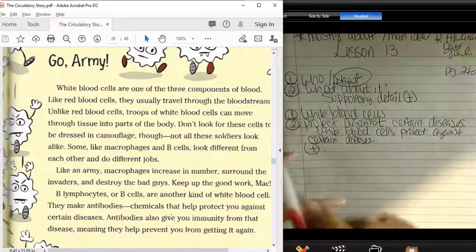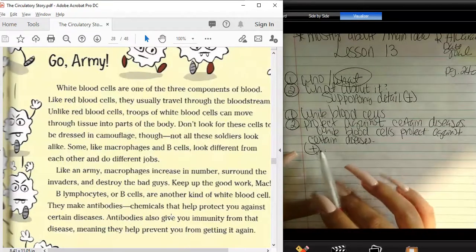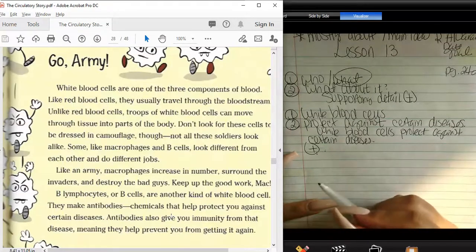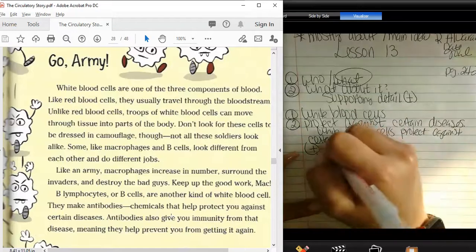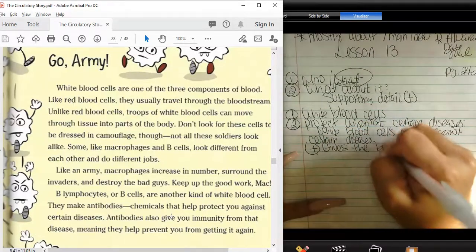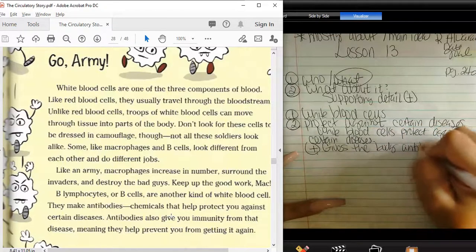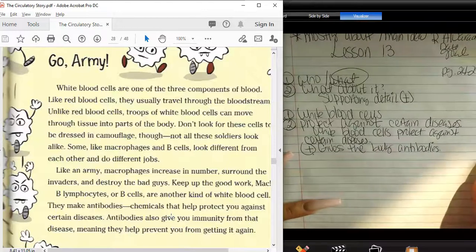Now, if the text told me that it protects me against certain diseases, what can I write here? Why is that important? What is it giving my body? Remember, if I don't want to get it again, what is that called? It gives my body antibodies. So let's go ahead and write that. Gives the body antibodies.